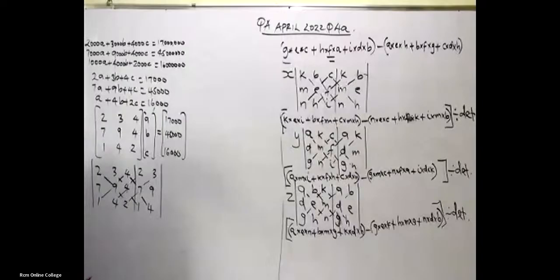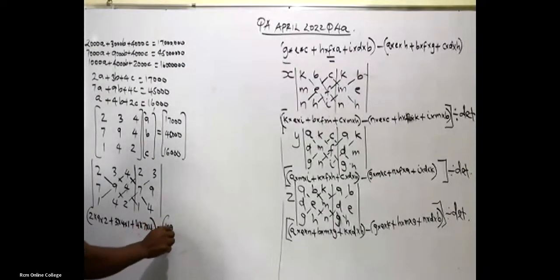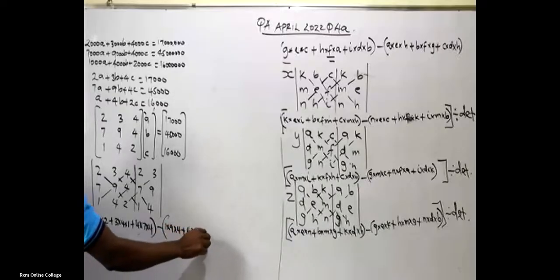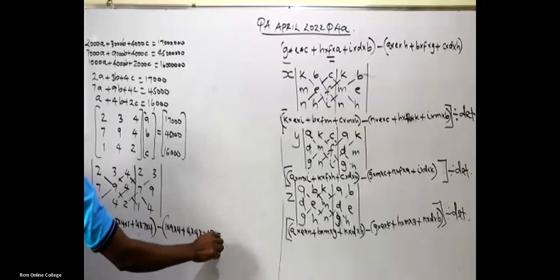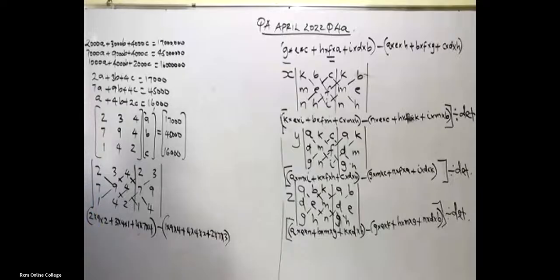Thank you. Allow us to proceed now to come up with this. So we'll be taking 2 times 9, right? We need to take 2 times 9 times 2 plus 3 times 4 times 1 plus 4 times 7 times 4. All of this put together will be less 1 times 9 times 4 plus 4 times 4 times 2 plus 2 times 7 times 3. So let's try. 2 times 9 is 18. 18 times 2, that will be 36, right? So of course we'll have 36 here.